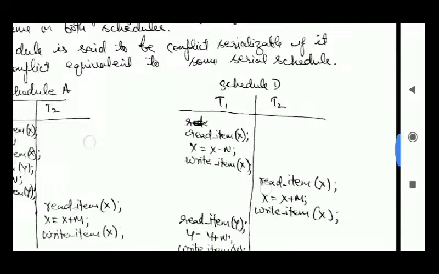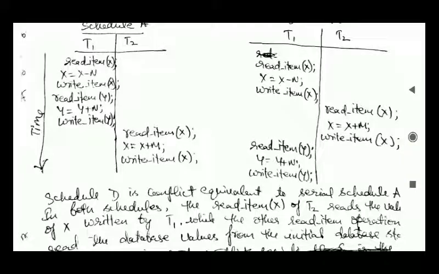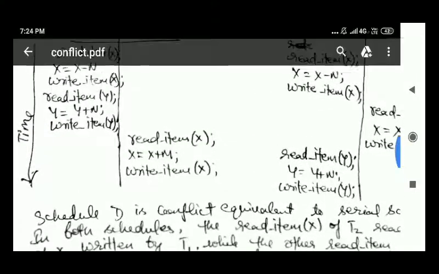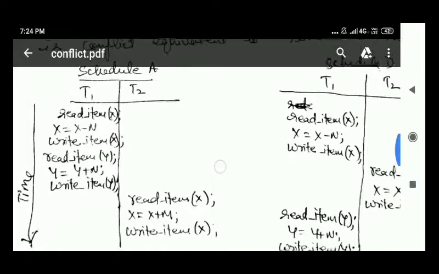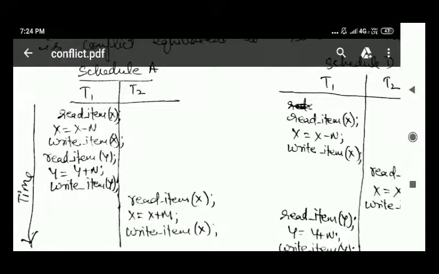Now in Schedule A also, the order of these two conflicting operations is the same. Here you can see that first transaction T1 writes item X, and transaction T2 reads item X. So in both the schedules, transaction T2 reads the item X, which is written by transaction T1. The same holds for other conflicting operations in these two schedules.